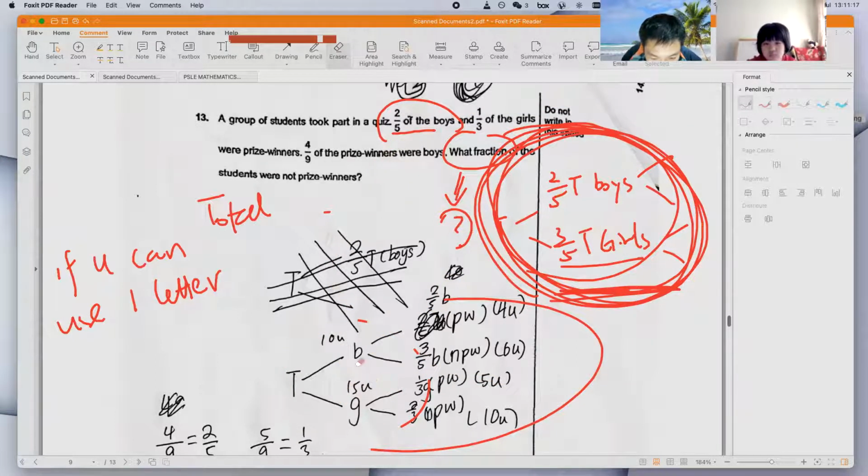Okay, good. 这个是对的. So T is the total. Then T split to boy and girl. Very good. And then it says 2/5 of the boy.